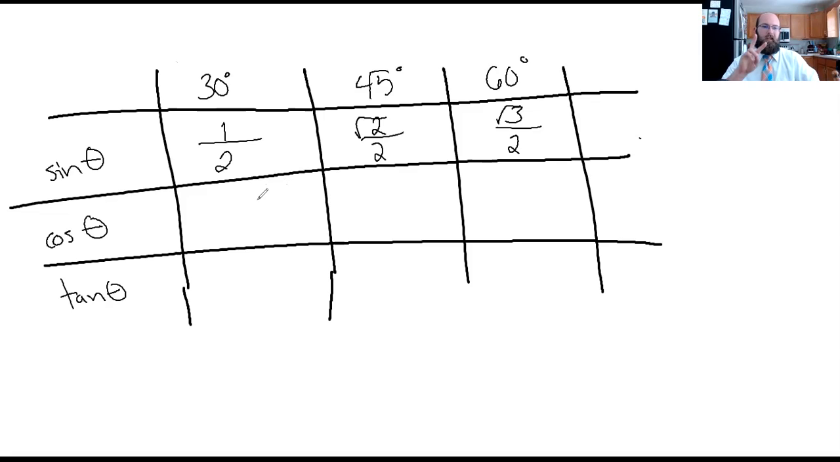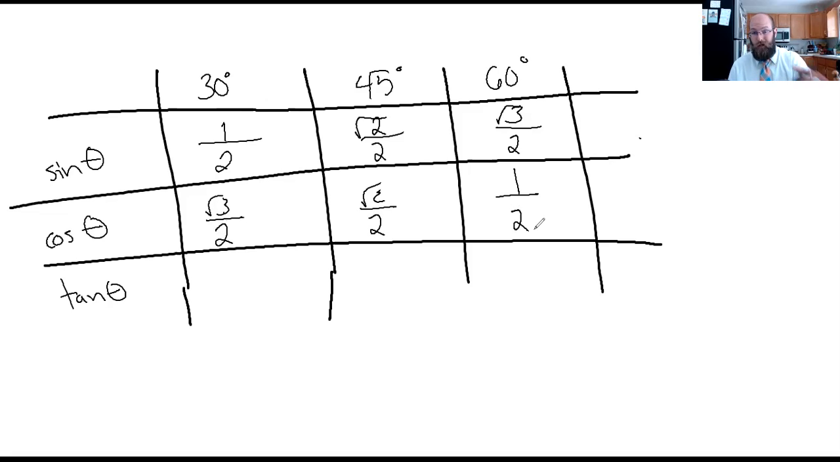Cosine is, I'm going to say the opposite, but it just goes in a different order. So again, there are fractions for each of these. Cosine starts at square root of 3, and then goes to square root of 2, and then goes to square root of 1, which is just 1. And my denominators are still just halves.